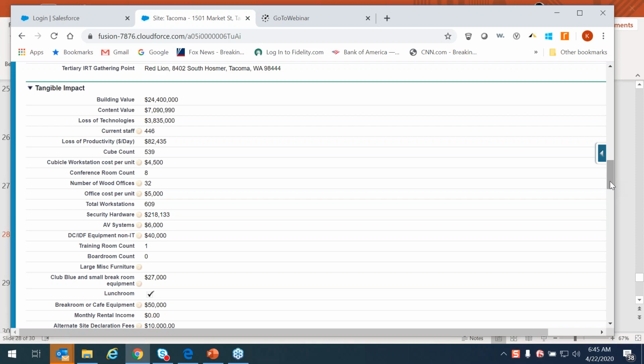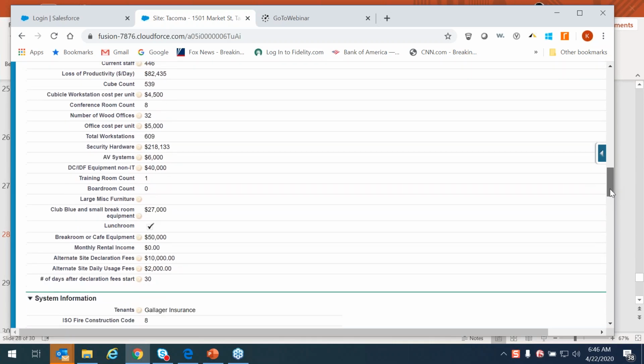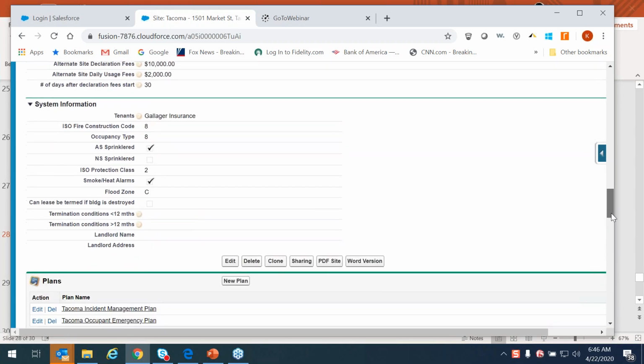So this is our insured value of the building's contents, the technologies, the number of people that are physically assigned to that site, and the average salaries for all of those 446 people for a standard business day. So our productivity loss, if every single one of those people was unable to work for an entire day, that's our productivity loss. The cost of workstations and conference rooms and offices and IT equipment, et cetera.